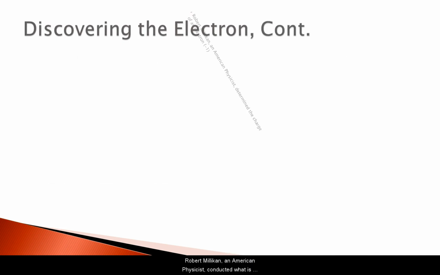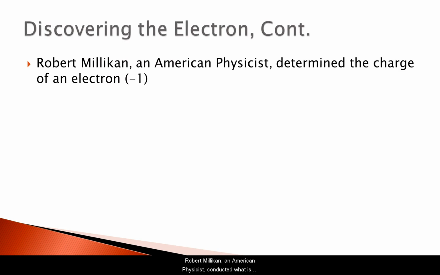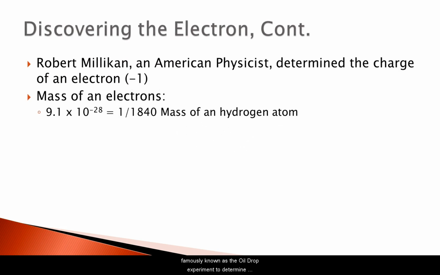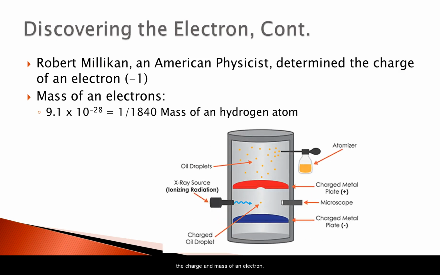Robert Millikan, an American physicist, conducted what is famously known as the oil drop experiment to determine the charge and mass of an electron. He discovered that the charge of an electron is -1, and the mass of an electron is 9.1 times 10 to the -28th grams, or 1/1840th mass of a hydrogen atom. An important reference point is that the hydrogen atom is the smallest atom on the periodic table.